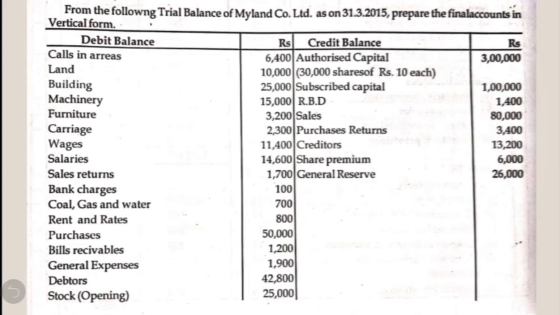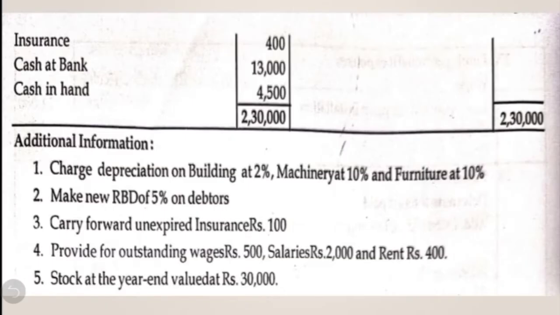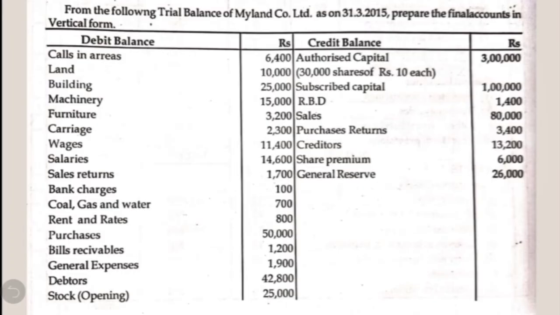On the debit side, we find the items like calls in arrears, land, building, machinery, furniture, carriage, wages, salaries, sales returns, bank charges, coal, gas and water, rent and rates, purchases, bills receivables, general expenses, debtors, opening stock, then insurance, cash at bank and cash in hand. On the credit side, we have authorized capital 30,000 shares of rupees 10 each, 3 lakh. Subscribed capital is only 1 lakh. RBD, reserve for bad debt, 1,400. Sales, purchases returns, creditors, share premium and general reserve.